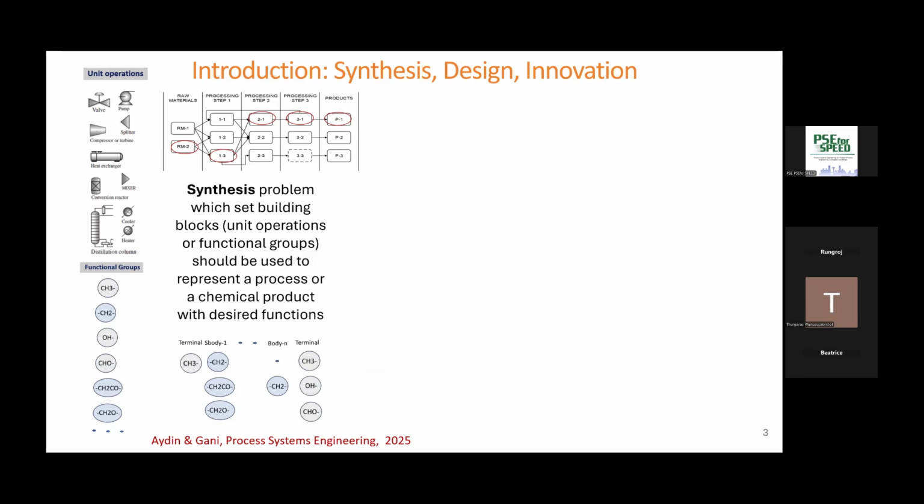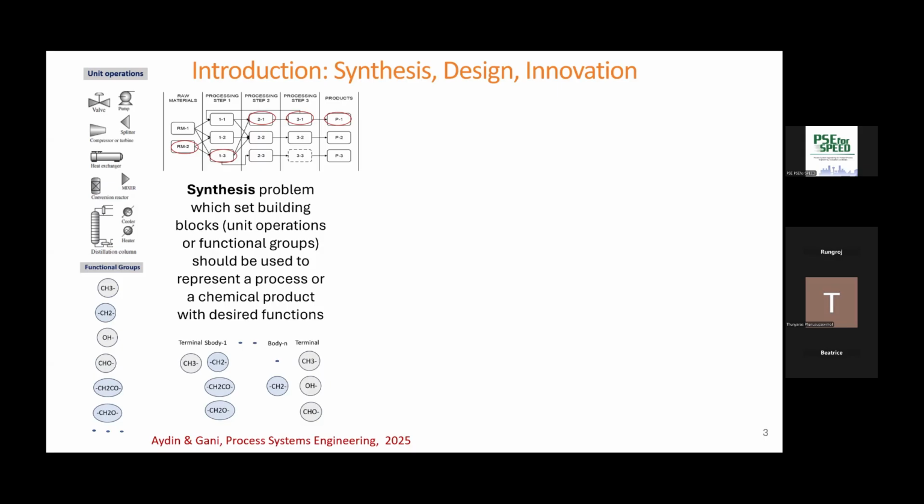On the left, we have raw materials. On the right, extreme right, we have the products. And in between are the processing steps, which are represented by these unit operations. So the idea is which raw material should we use, which product should we make, and which path we should take. And the path at each step, which unit operation should we take.